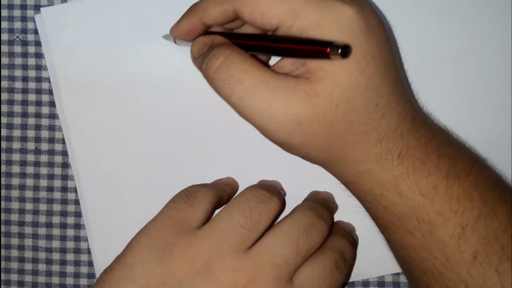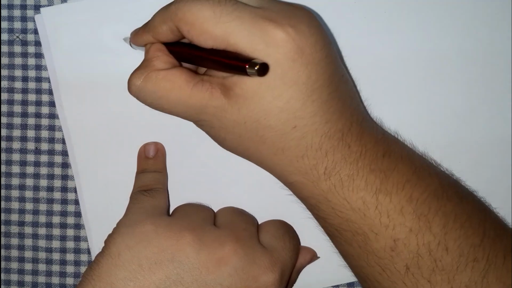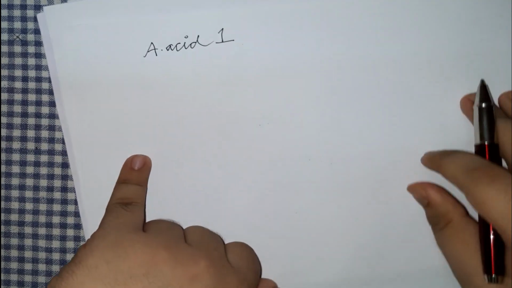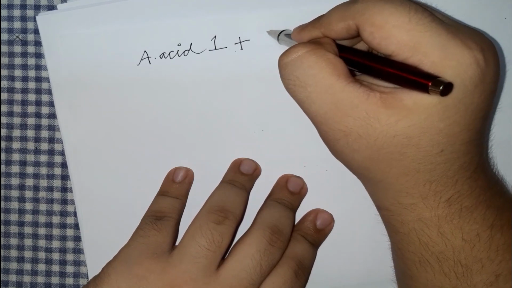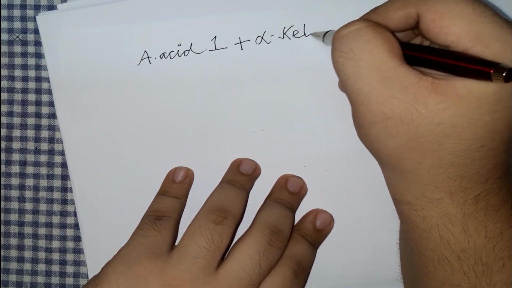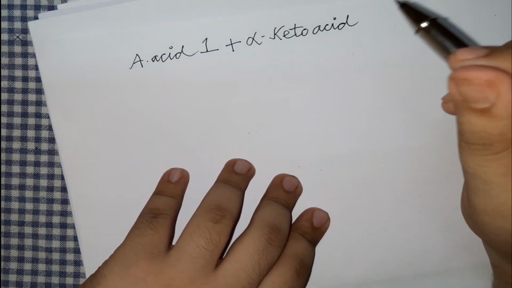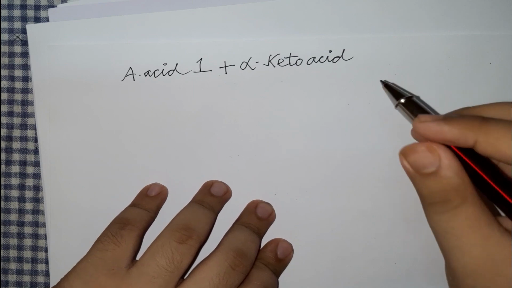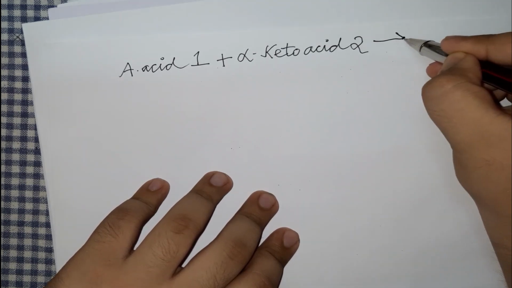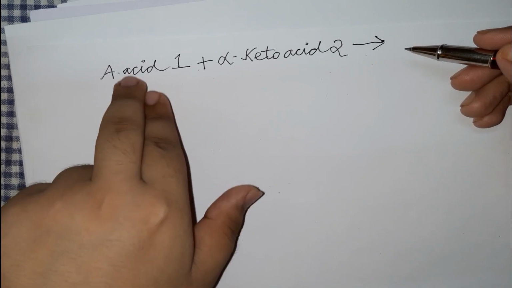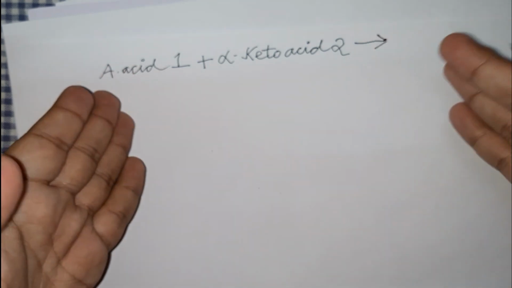Alright? So suppose we have an amino acid here. And suppose this is amino acid 1. What happens is, this reacts with an alpha keto acid. Now, we say that this alpha keto acid is number 2. Alright? This reaction, what does this give us? Amino acid 1 transfers its amino group, just like I defined transamination. We are actually talking about transamination here.